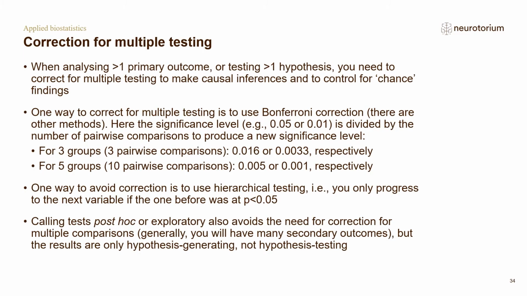How do you correct for multiple testing? Well, I mentioned in part 1 that ideally you have one main outcome, and you power it around that outcome that answers your question or tests your hypothesis. But you may have more than one question that you want to address. So you can do 2 things.